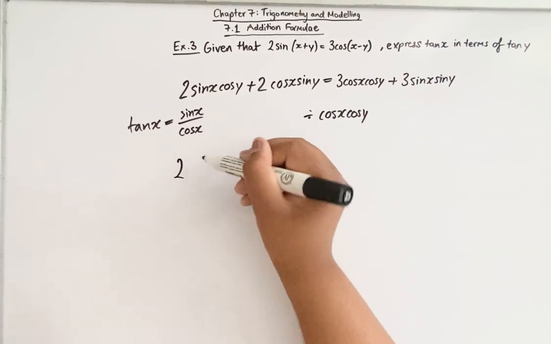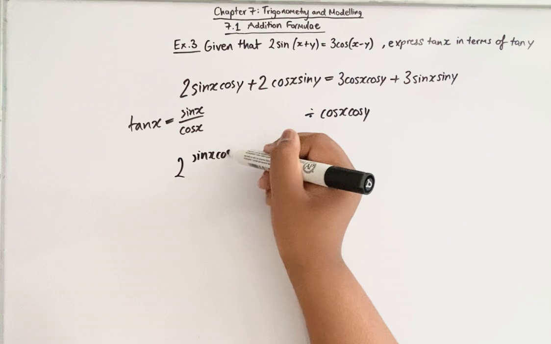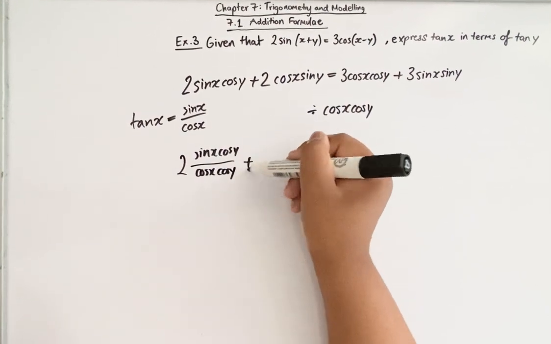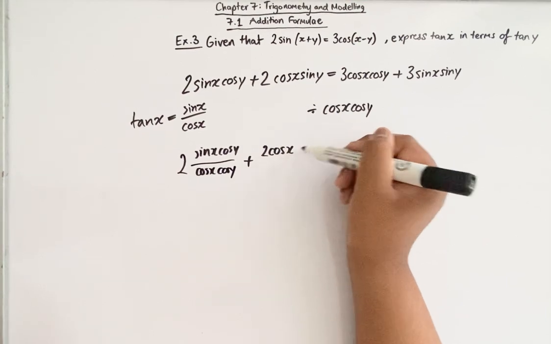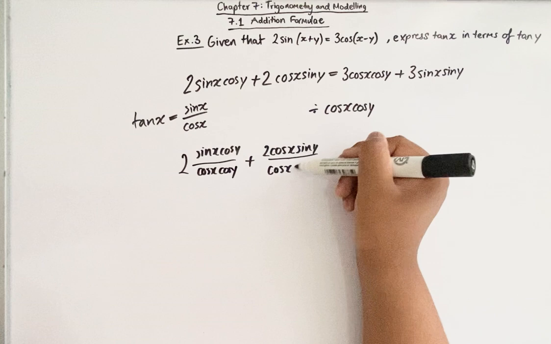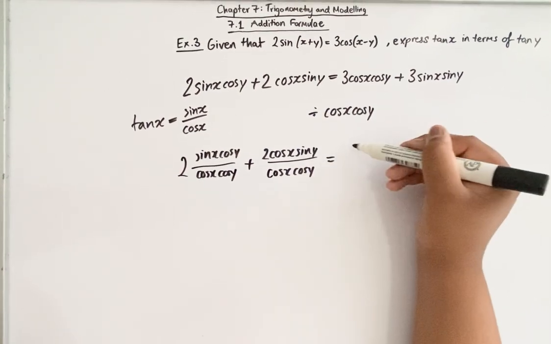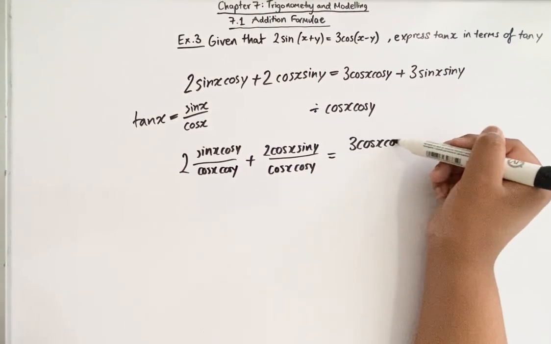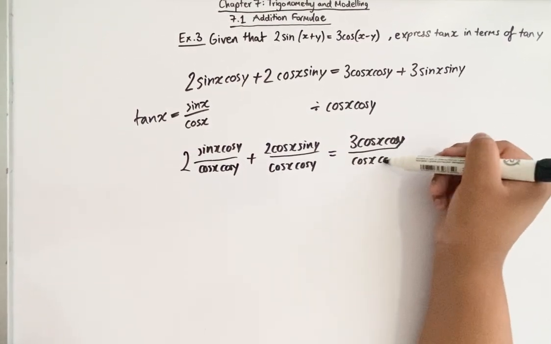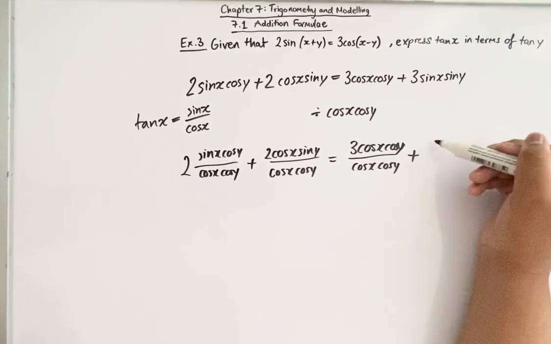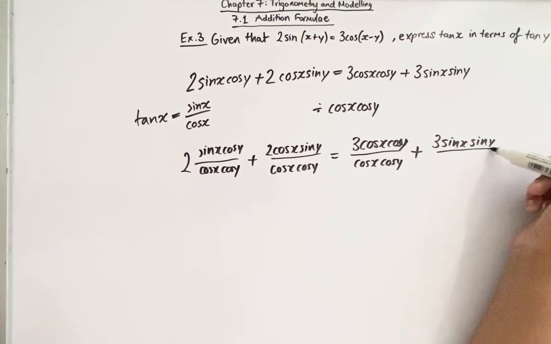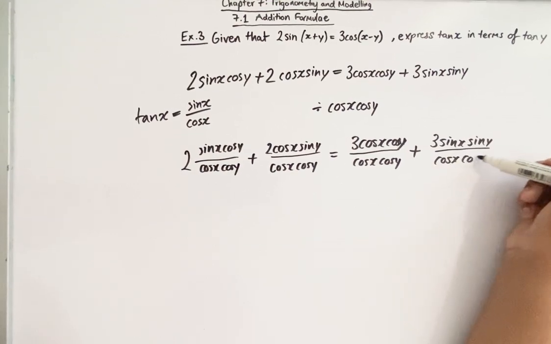If we divide, we get 2 sine x cos y over cos x cos y plus 2 cos x sine y over cos x cos y is equal to 3 cos x cos y over cos x cos y plus 3 sine x sine y over cos x cos y.